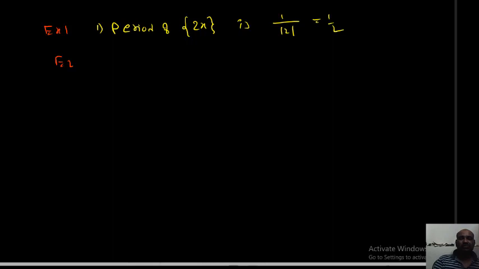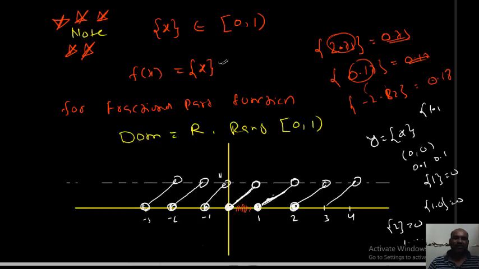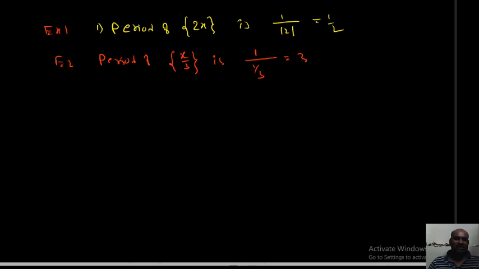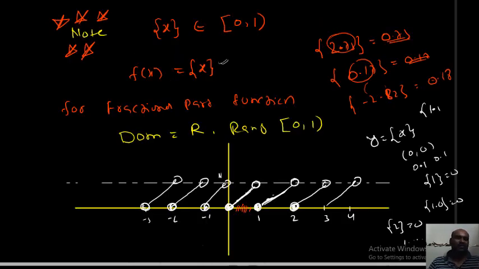Example 2: the period of the fractional part of x by 3. The fundamental period is 1 by the coefficient of x, which is 1 by 1/3, that is equal to 3. Actually, you may want to draw the graph of the fractional part of 2x also. I will show it here. These types of graphs we learn in functions. I just want to explain this function because it is there in our present topic.